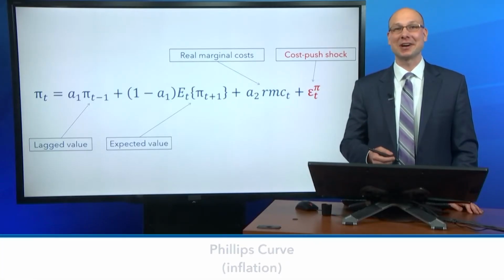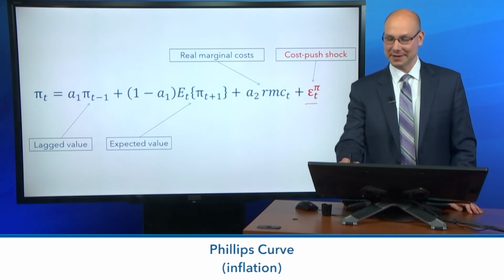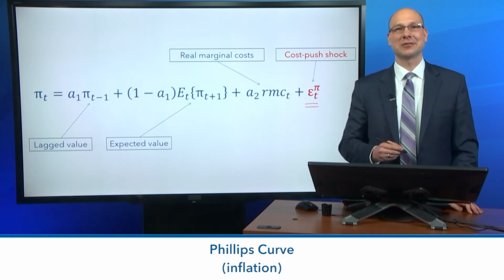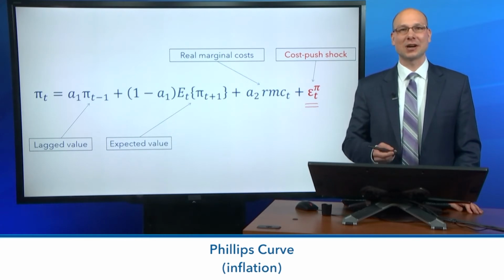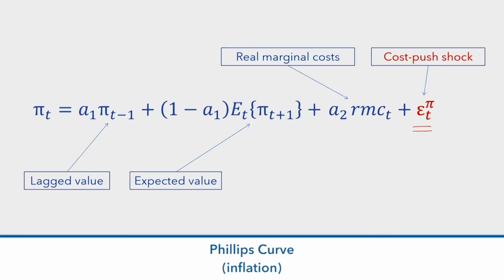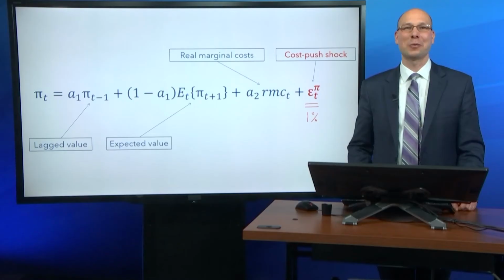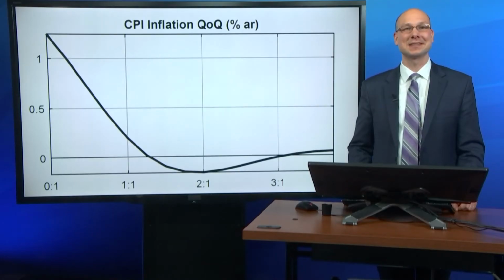Recall that the cost-push shock is part of the Phillips curve. The cost-push shock captures transitory events that impact inflation, such as a hike in the value-added tax. In our experiment, we assumed a 1% shock, so we set epsilon pi t to 1 in the first period of the simulation. I want you to notice two things on the resulting IRF.